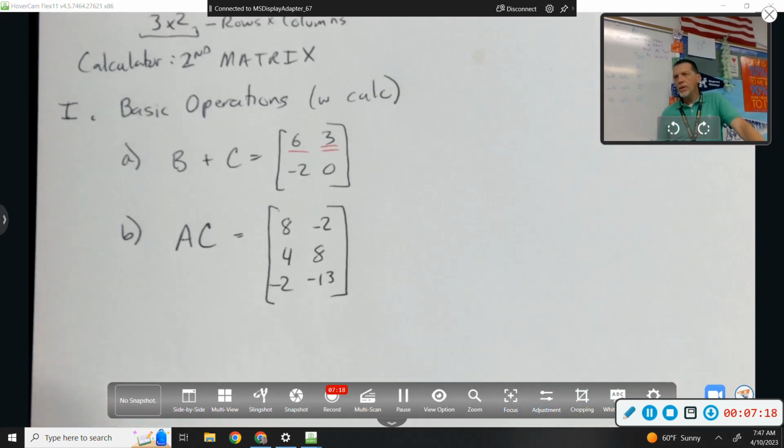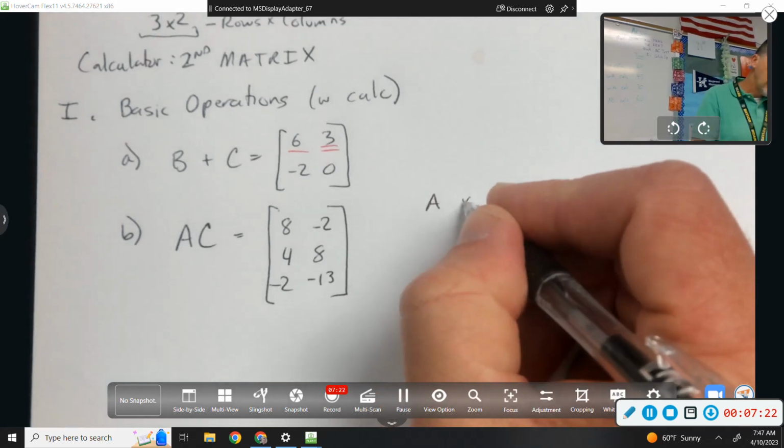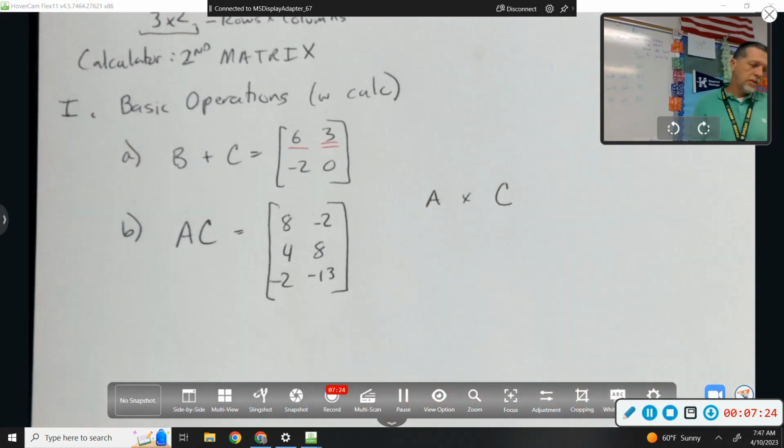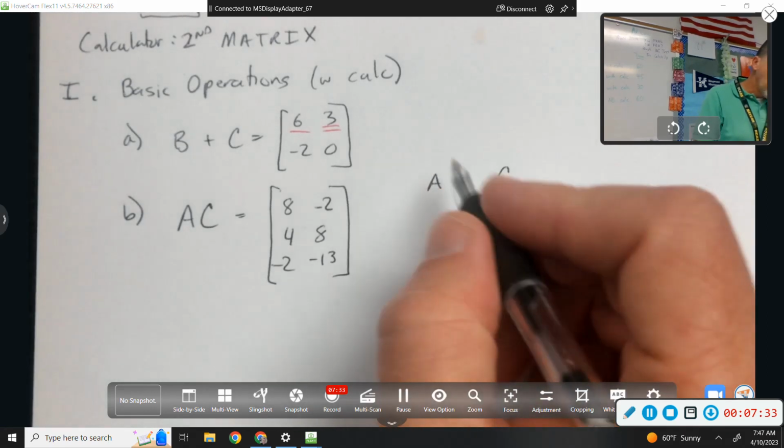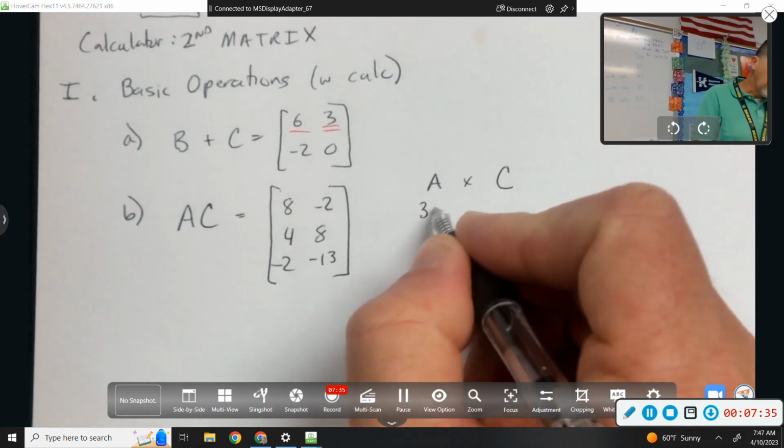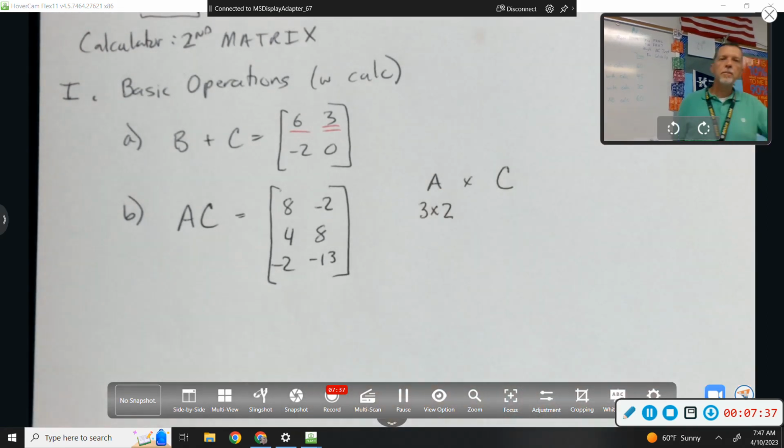Okay, multiplying is a little bit weirder when it comes to matrices. So a little bit of work out to the side here. Your calculator is going to do it all, but I need you to understand what's going to happen on the next one. Matrix A is 3 by 2. Matrix C is a 2 by 2.